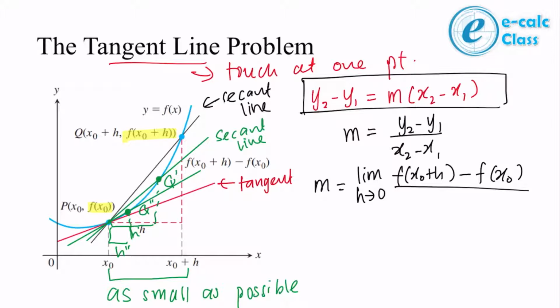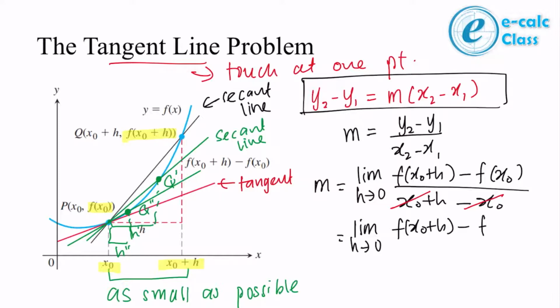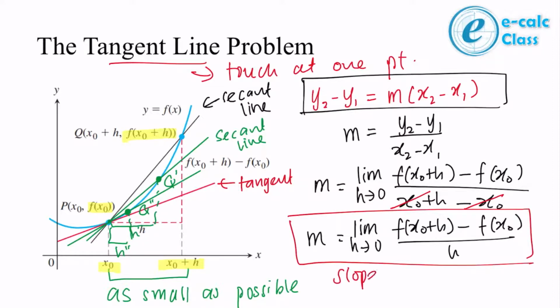Who is our x2? It is this fellow here, which is x0 plus h, minus, who is our x1? It is just x0, right? So if you simplify, you see this x0 and x0 can cancel. It will just be the limit as h approaches 0 of f of x0 plus h minus f of x0 over h. And this is the slope of our tangent line.